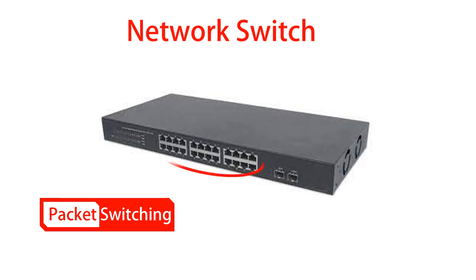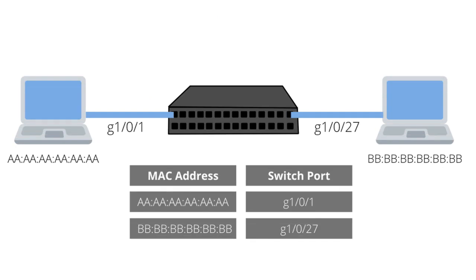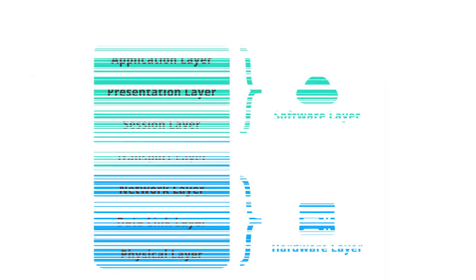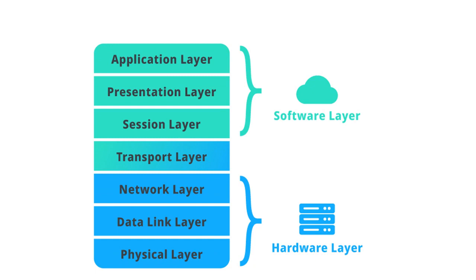A switch is a multi-port network bridge that can identify the exact destination device to forward data over the network by knowing the MAC address of all devices connected to a switch. A switch works at the data link layer of the OSI model to forward and receive data in a network.